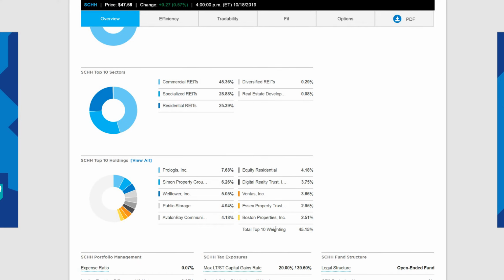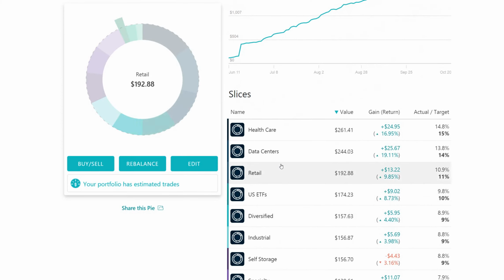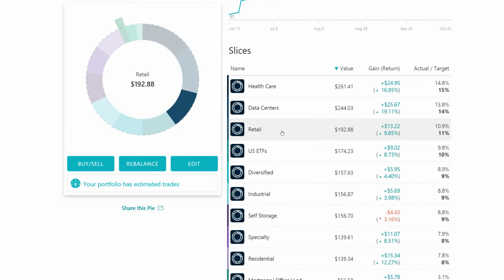And also another thing that's really interesting is the total top 10 weighted holdings in this REIT. There's 45%, so there's not a lot of diversification. And you can see here a lot of the holdings in this fund I actually hold individually in my M1 Finance account. So if you look at Simon Properties, for example, or Public Storage, you'll find those in my portfolio as well.